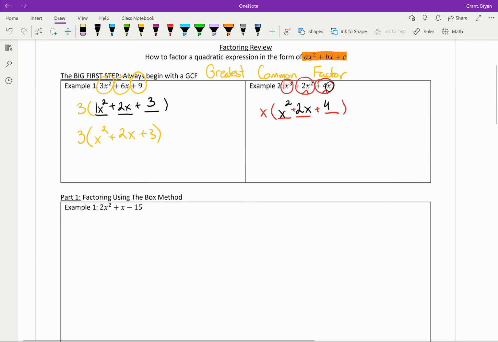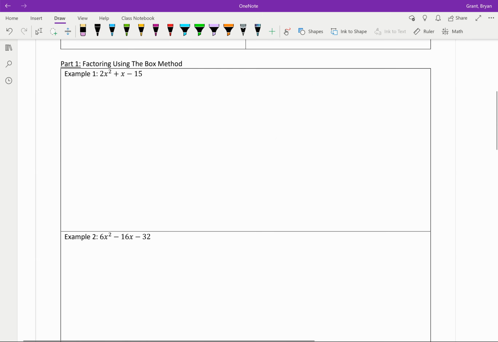So let's go through. The first factoring method that we're going to review is the box method, and sometimes your teachers will call it the Xbox method, and I'll try to show you a couple different ways this might have been presented to you. The reason I like the box method is because it works every single time.